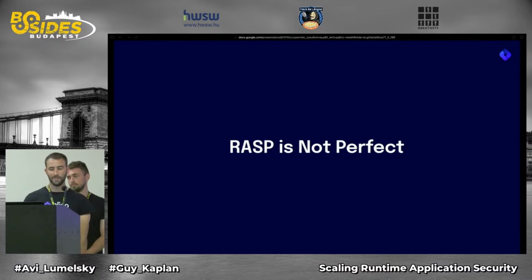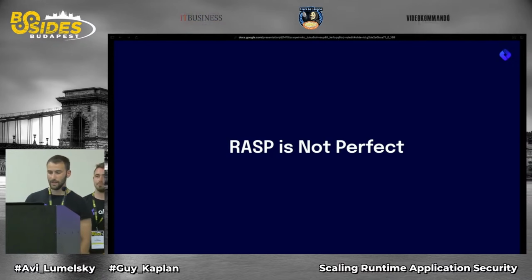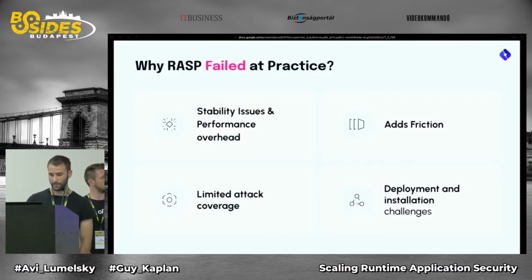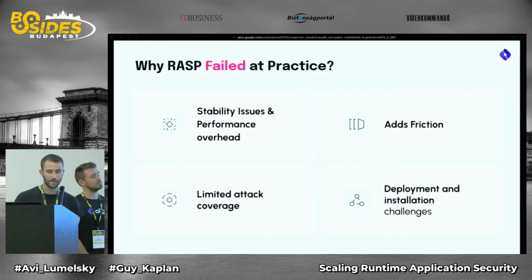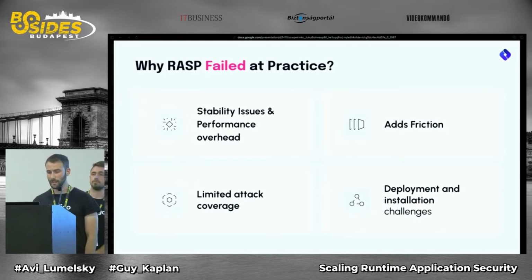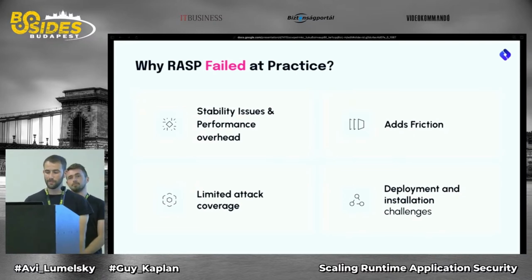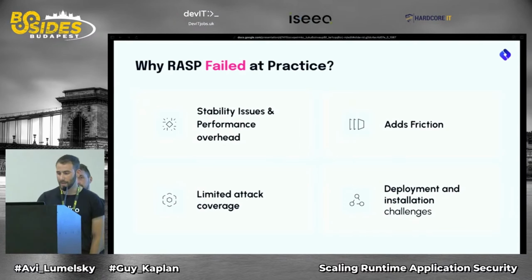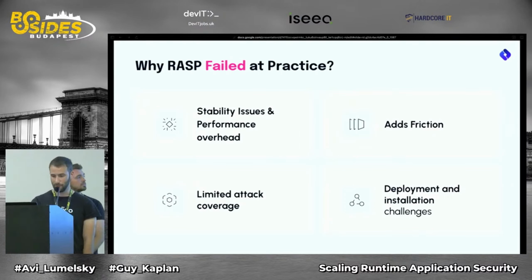So while RASP can be efficient in detecting some application-based attacks, it suffers from some major pitfalls. Let's talk about why we think it failed. As a security solution designed and implemented in the past decade, RASP suffers from some major pitfalls which have led security experts to consider it as an added layer of protection rather than a must-have security solution. Friction, unpredictable impacts on performance and stability, and deployment challenges are just a few of its problems. But the main issue is it doesn't scale.